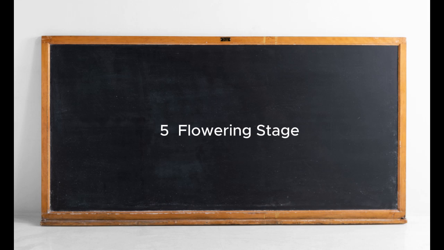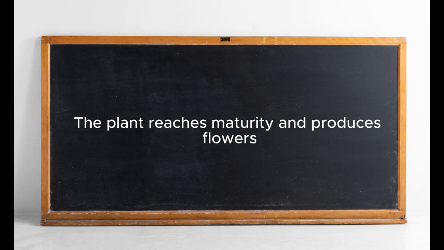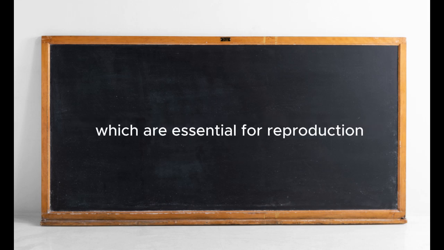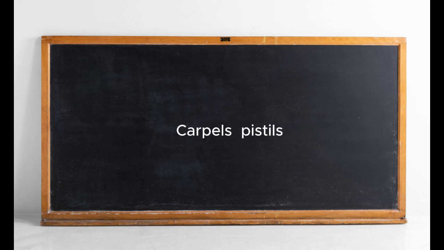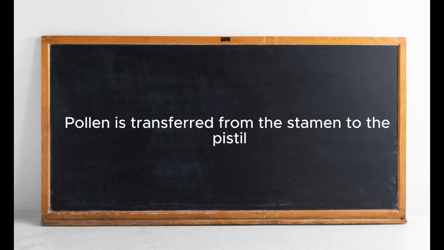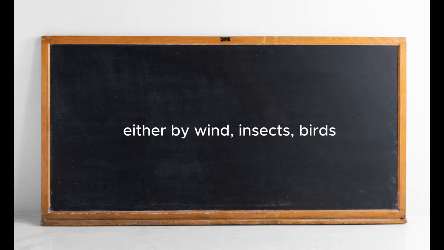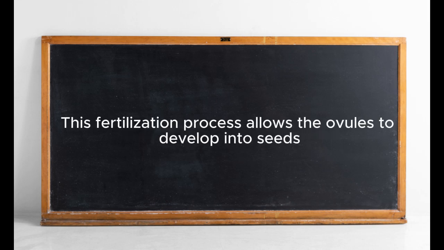5. Flowering stage. The plant reaches maturity and produces flowers, which are essential for reproduction. Flowers contain reproductive organs. Stamens produce pollen. Carpels contain ovules. 6. Pollination, either by wind, insects, birds, or other. This fertilization process allows the ovules to develop into seeds.